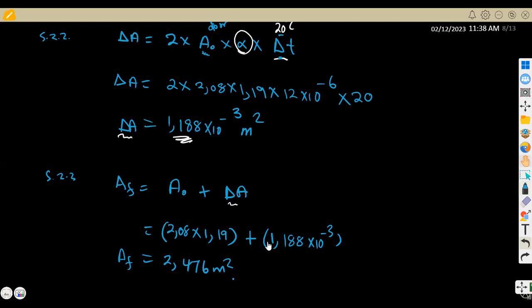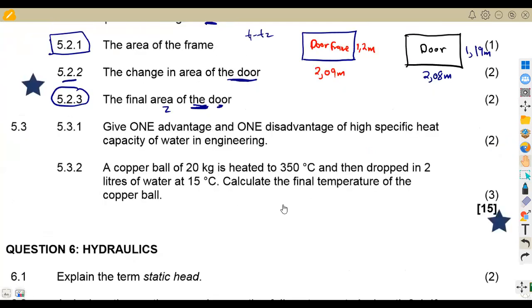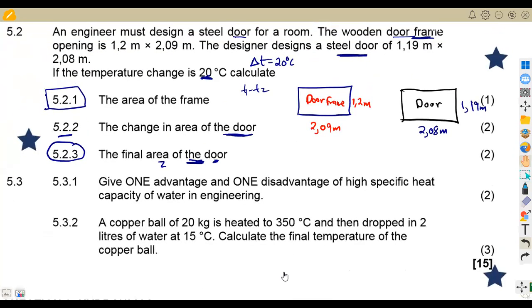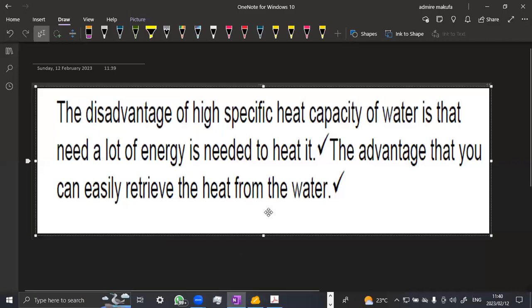Okay, so let's check the other part of the question. That's 5.31. Okay, 5.31 we are given: give one advantage and one disadvantage of high specific heat capacity of water in engineering. Take note, everything that we have in engineering. So let's check what we have here. All right, so I have the answers here.